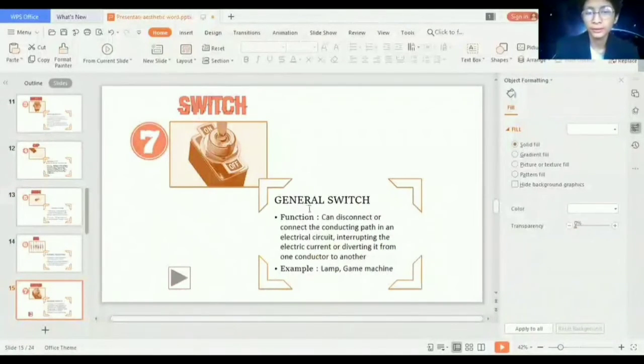Switch. General switch. Its function is to disconnect or connect the conducting path in an electrical circuit, interrupting the electric current or diverting it from one conductor to another. Examples: lamp and game machine.